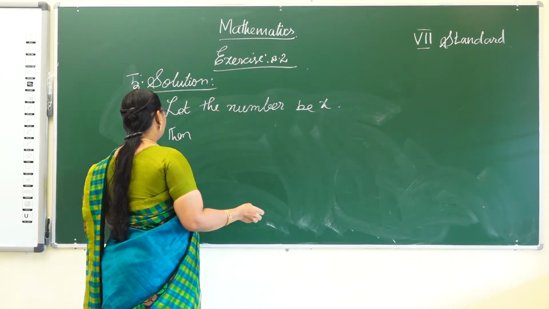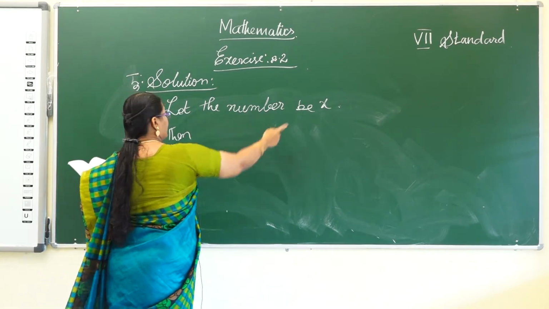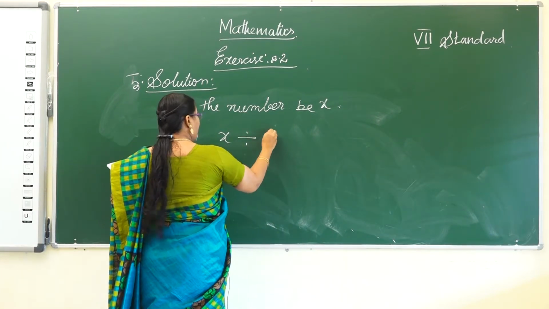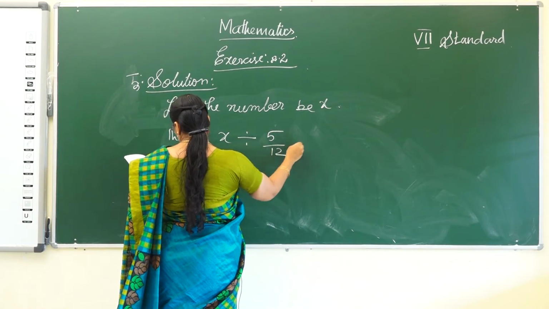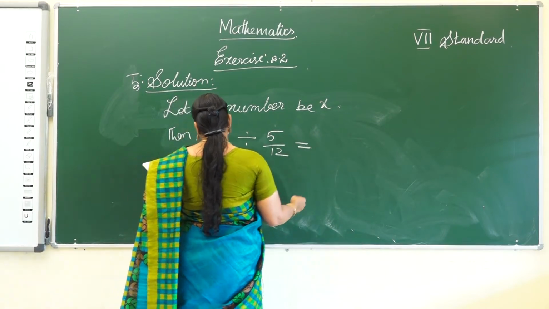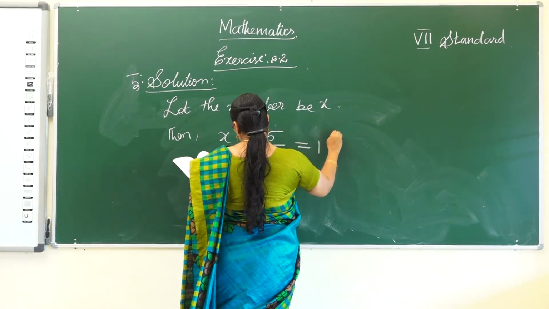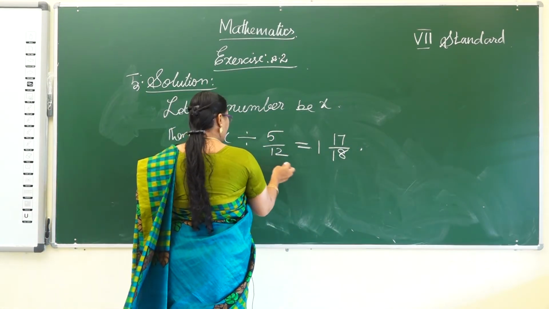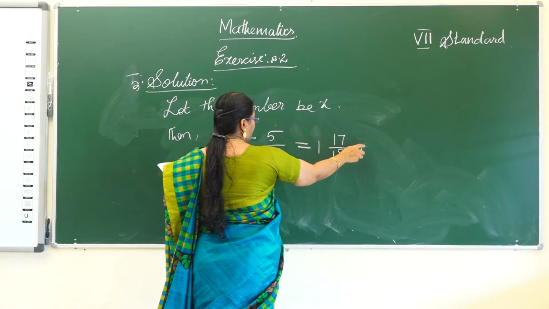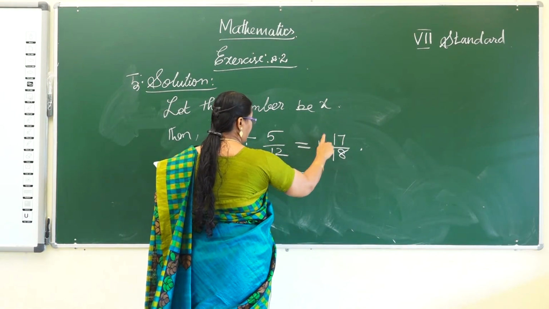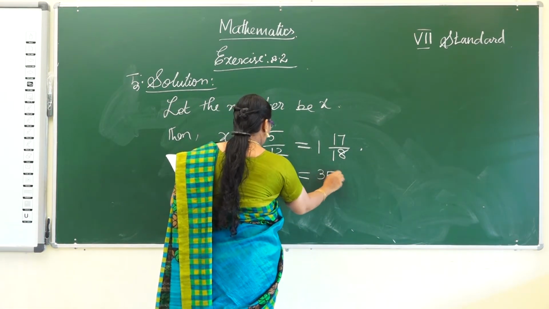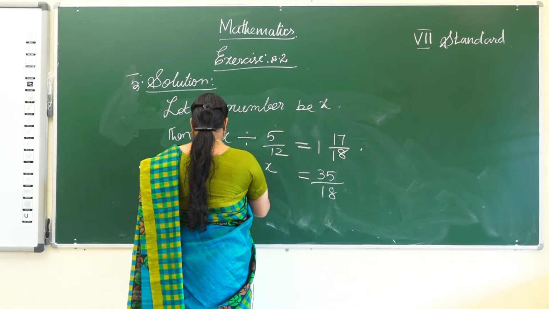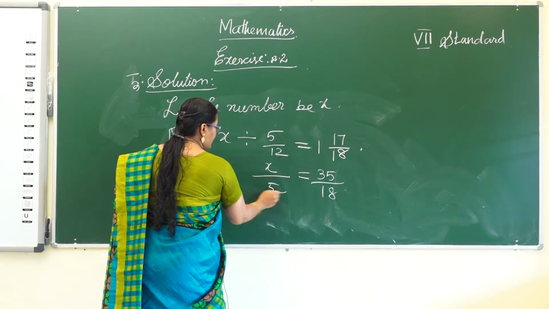The number x is divided by 5/12 is equal to, we get 1 17/18. Okay, so mixed fraction change to the improper fraction. 18 ones are 18, 18 plus 17, 35/18. Here x is here, so it can be written like this.